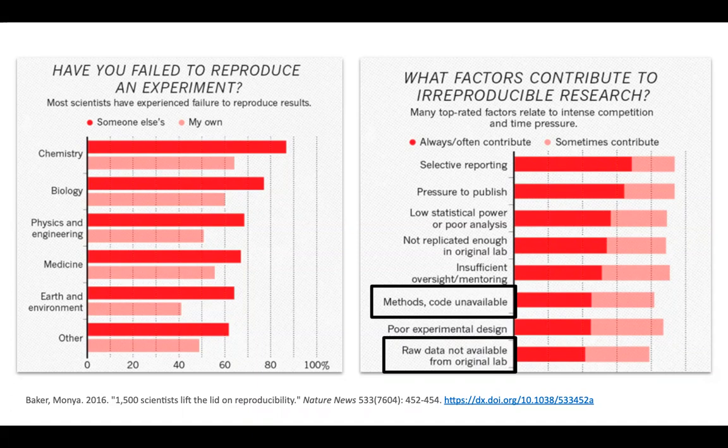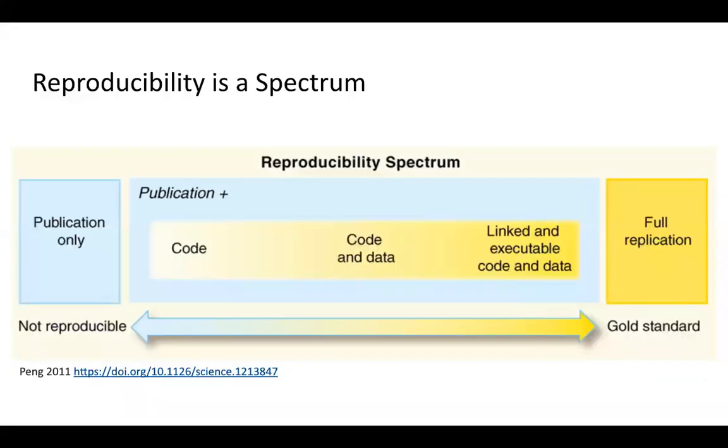And in order to achieve reproducibility, our computer codes to run the analyses must be provided. So we see here that reproducibility is a spectrum from the publication only, which is not reproducible, to an article that includes links to the executable code and data for someone to reuse and reanalyze. And this will ideally be fully reproducible, what we call the gold standard.